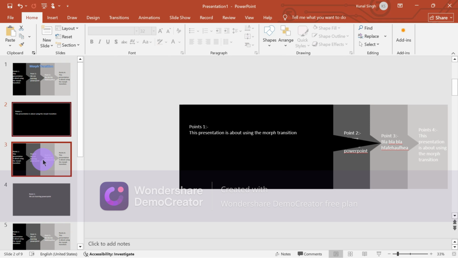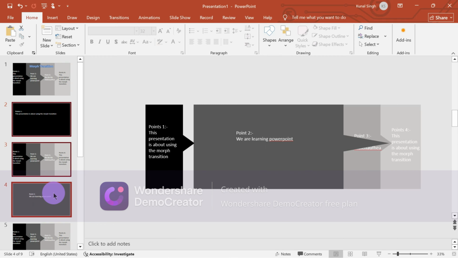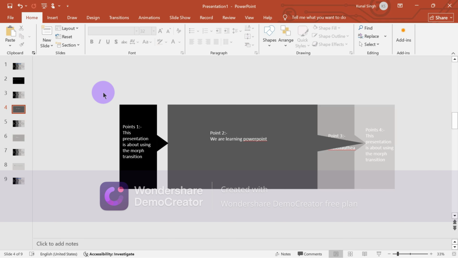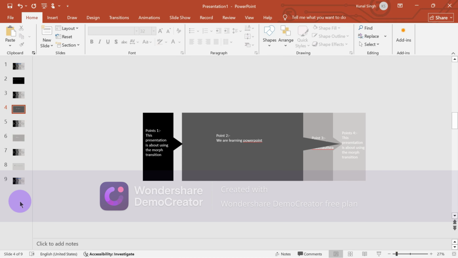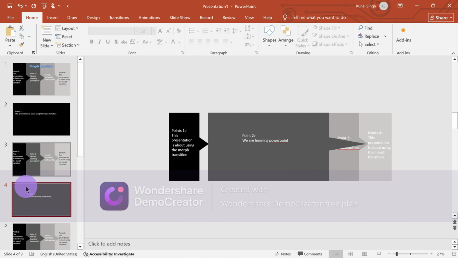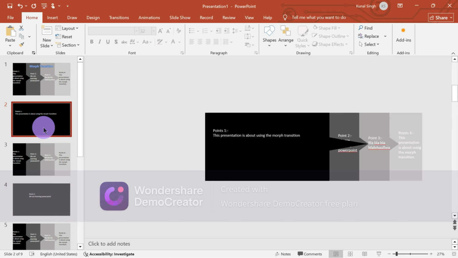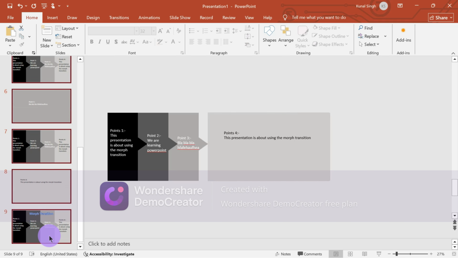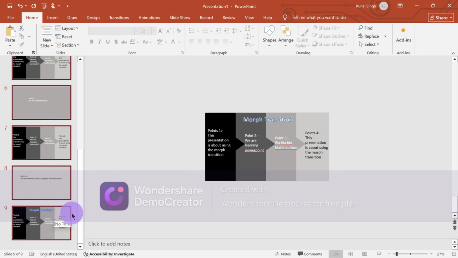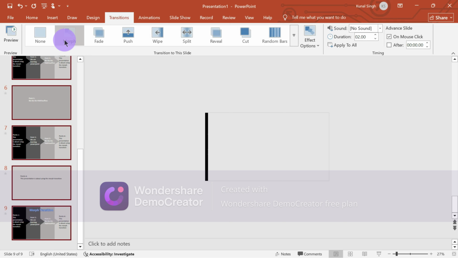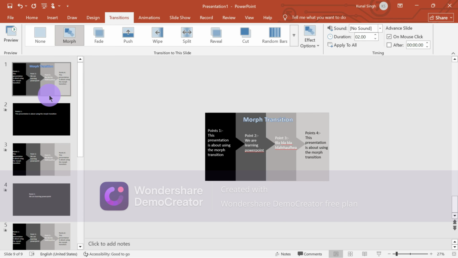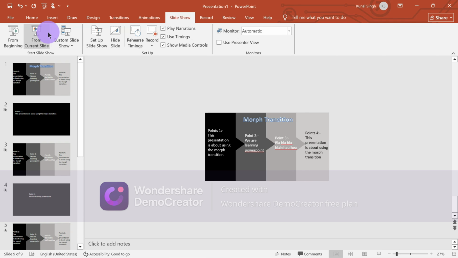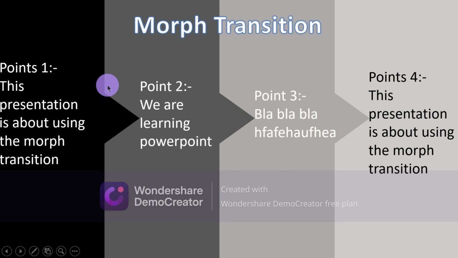So here and here, keep pressing Control. I will just zoom in a bit. And yeah, take it right here. So we press this, Control, Control, Control, and press continuously until this. So now we go to transitions and morph. So now let's see what the output will be from the beginning.